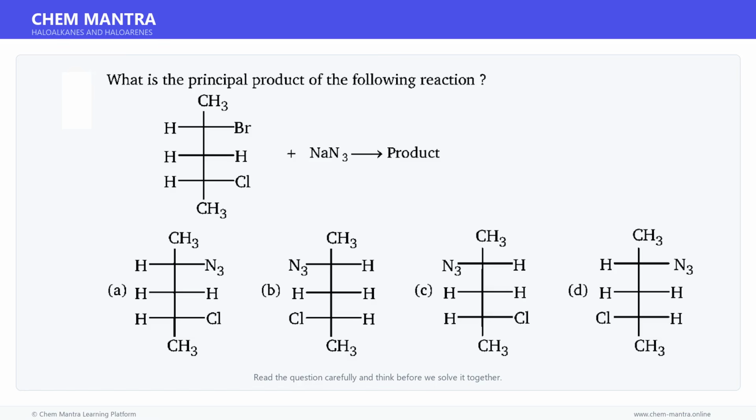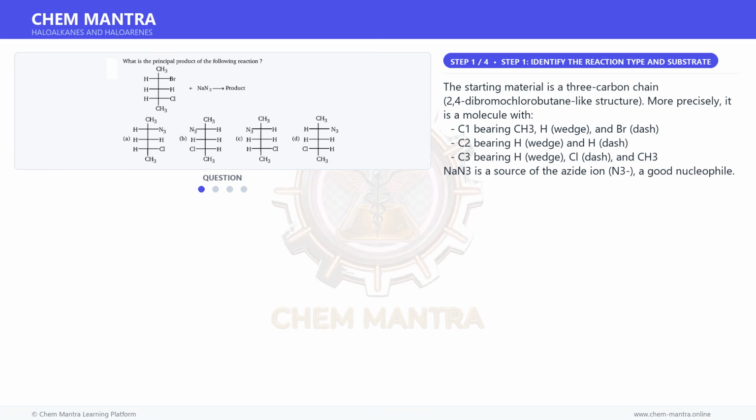Here is a question. Read it carefully and think about the answer. Let us solve it step by step. Let us begin solving this step by step. The starting material is a 3-carbon chain, a 2,4-dibromochlorobutane-like structure. More precisely, it is a molecule with C1 bearing CH3, H wedge, and Br dash. C2 bearing H wedge and H dash. C3 bearing H wedge, Cl dash, and CH3.